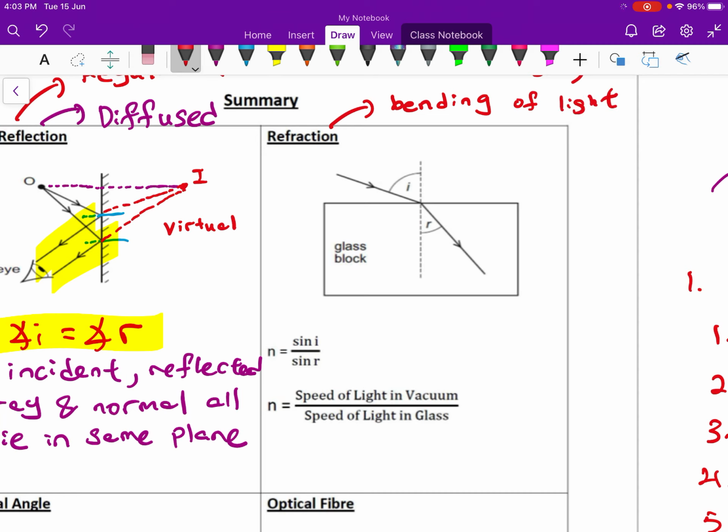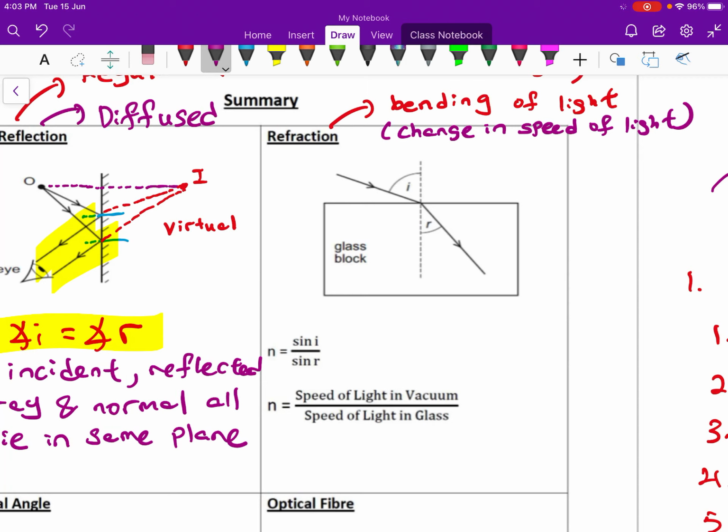Okay, so why does my light bend? Because of the change in speed of light. Okay, change in speed. So speed, I just put this of light. So when does the change in speed occur? When it is traveling from air to glass or air to water.